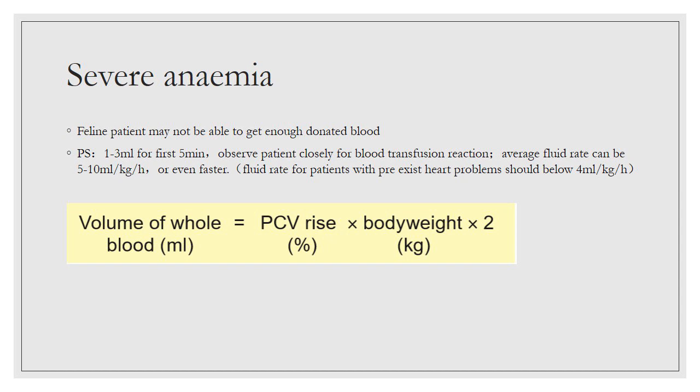If the patient has a heart problem, we better keep the fluid or blood transfusion rate below 4 ml per kilo per hour. Here is the equation for the blood volume that feline patients need for blood transfusion.